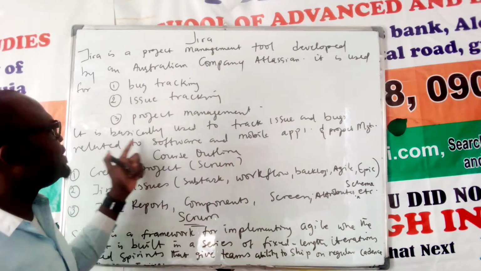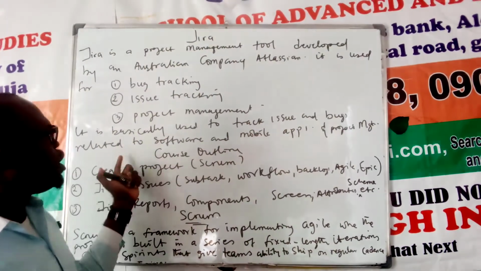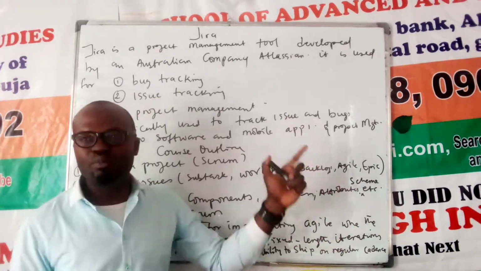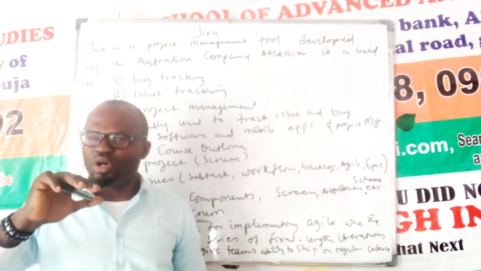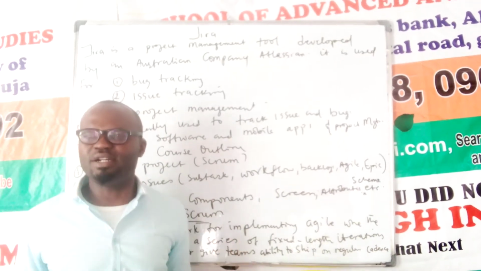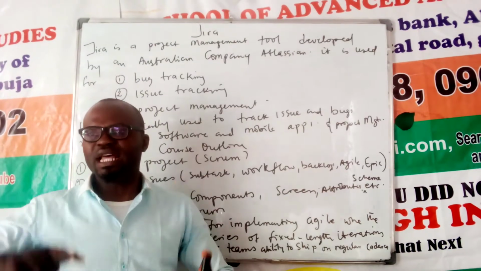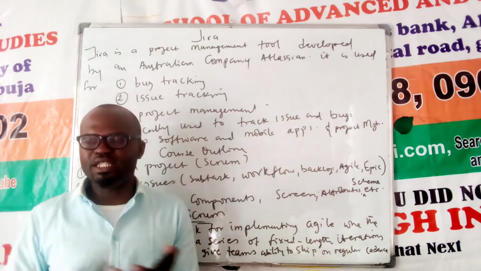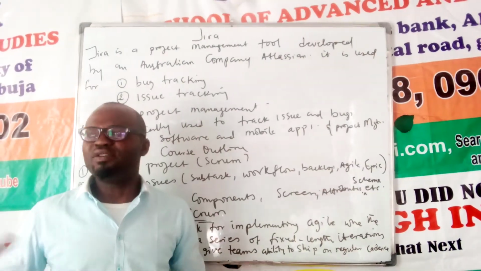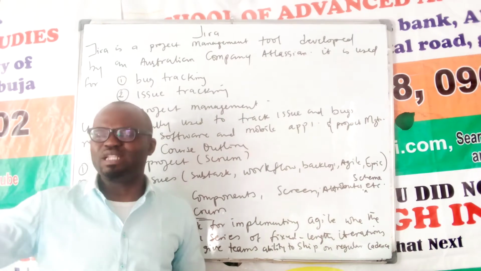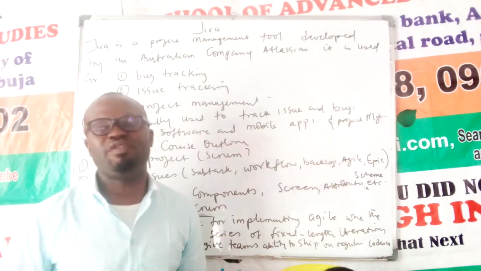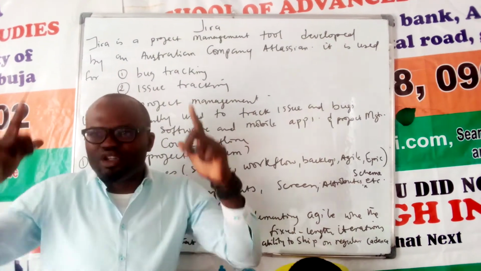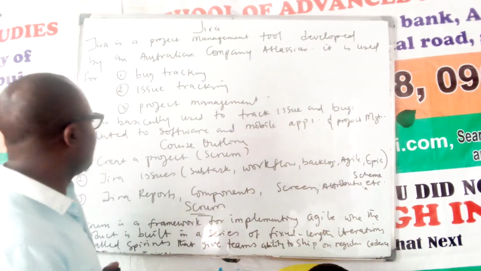So we say that it is basically used to track issues and bugs related to software and mobile apps. Is that clear? Jira is streamlined to software development. We have other project management tools like Pivotal Tracker. We have the GitHub bots. You understand? Then we have other kinds of project management tools that people who are not in software are using. But if you're going into a big software development company, Jira is the tool. It's just the number one. So you have to learn how to use it.